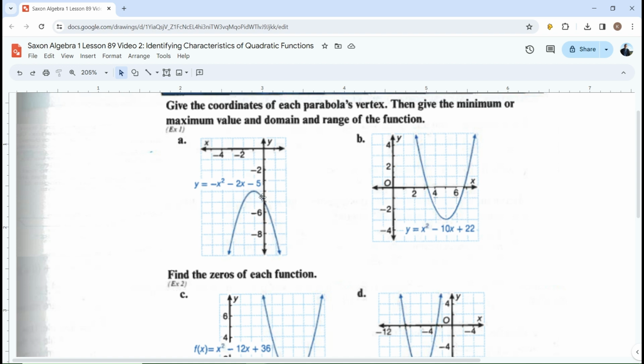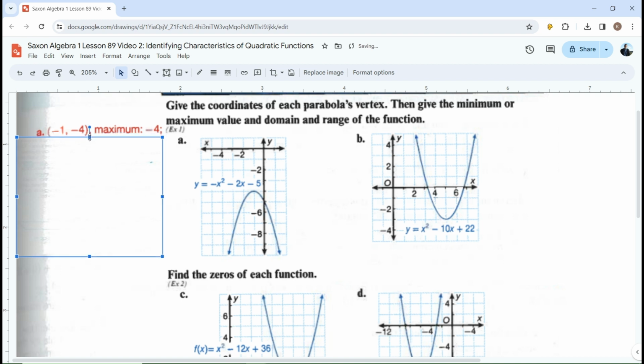In this first one, letter A, the coordinates of the vertex appear to me to be -1, negative, let's see, 1, 2, 3, 4, -1, -4. Let's just see if we got that right, that first part. -1, -4. Now, is this going to have a minimum or a maximum? Well, notice that this is a downward opening parabola, and that means that it's going to reach a maximum point. The maximum point is going to be at -4, and that's what it says over here.